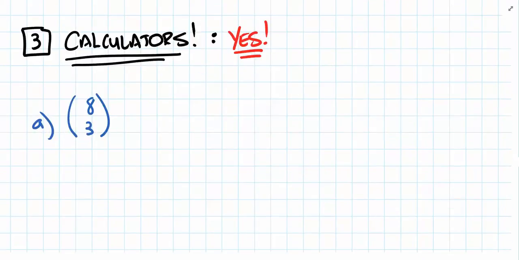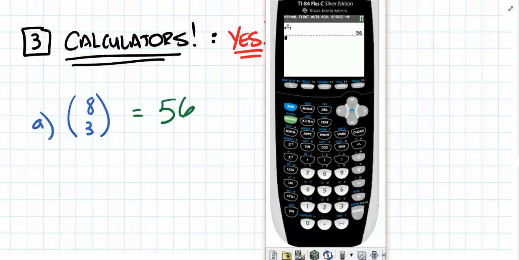Box number 3, I want you to use your calculator and go ahead and give me the answer of 8 over 3. Hopefully you got the right answer of 56. 8 choose 3, or 8C3, is 56.